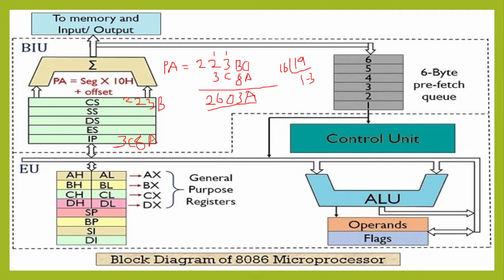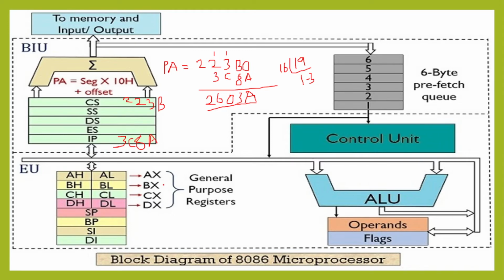Then for every 2 bytes taken by the execution unit, the next 2 bytes will be fetched and placed by the bus interface unit. So always the instruction queue will be filled. If the instructions are available in the queue, then it is easy for the execution unit to take the instruction, decode, and execute. So to speed up the process, we are using two functional units, bus interface unit and execution unit. Both will work in parallel. That's the advantage in this. So that's all about the bus interface unit.